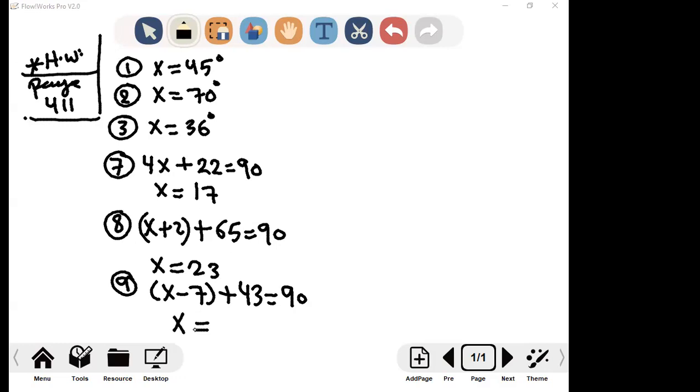Yeah. Now here we combine the minus 7 with the 43, it will be plus 36, right? Add, subtract with the bigger sign. Then we shift to the other side. x will be how much? 54 degrees, right? So 1, 2, 3, 7, 8, 9. All of these questions are about what? Complementary angles. Yesterday, let's remember together, we said if we have two complementary angles, then the sum or the total of them should be 90 degrees. Don't forget that, okay? This is the homework. Check your answers, please.